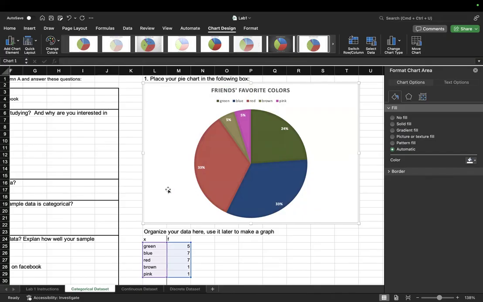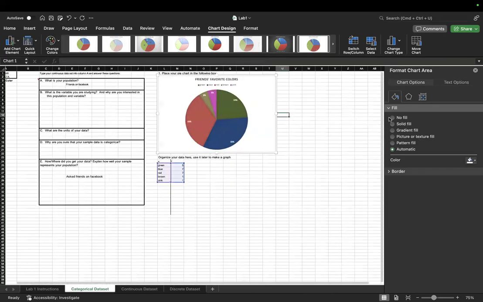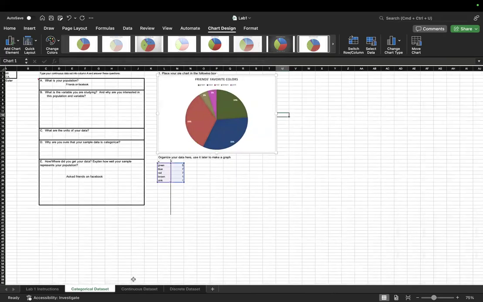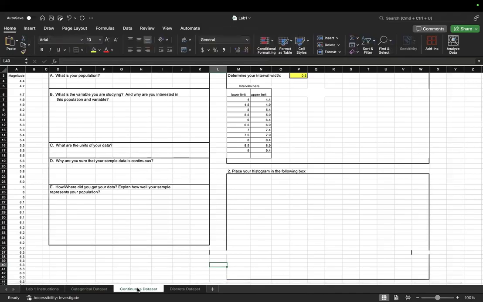Okay, let's move on to continuous. So my continuous data, I went kind of crazy and I went a whole bunch of different countries in the world and I found their highest magnitude earthquake that they'd ever had. So that's what I did.